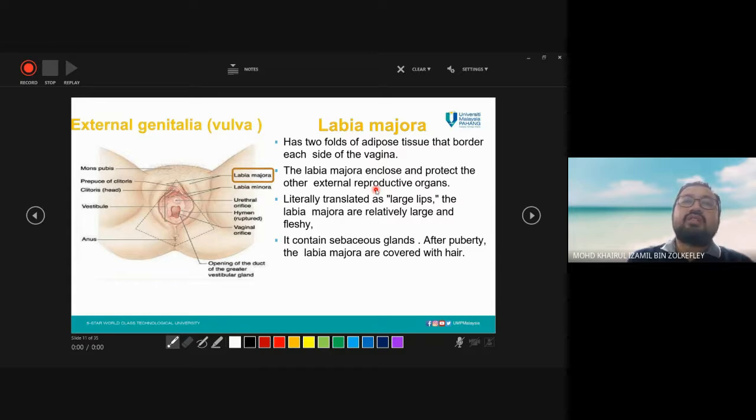Kalau kita selalunya kebanyakan terms in medicine ni daripada Latin words. So kalau kita translate literally, okay, maksud dia adalah macam bibir lah, bibir yang besar, large lips. The labia majora are relatively large and fleshy. It contains sebaceous glands. After puberty, the labia majora are covered with hair. So basically, dia punya function lebih kepada protect other external reproductive organs lah.